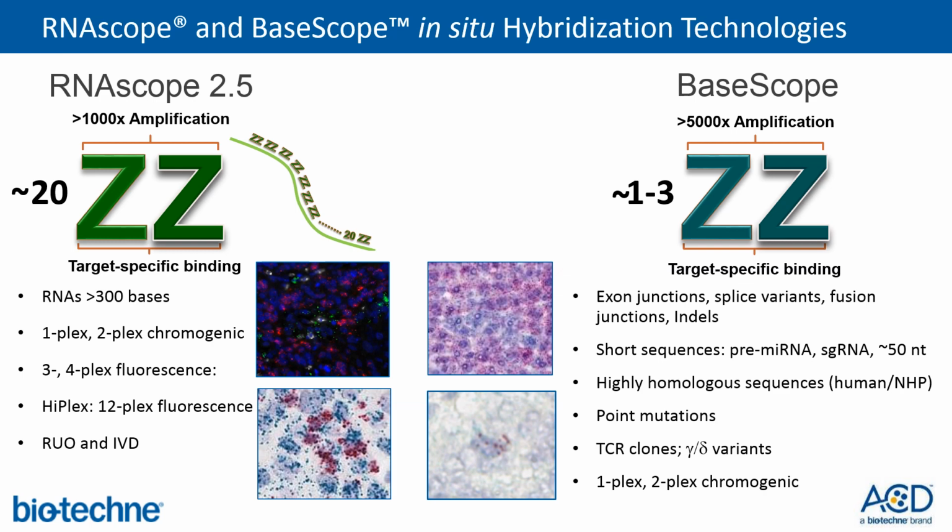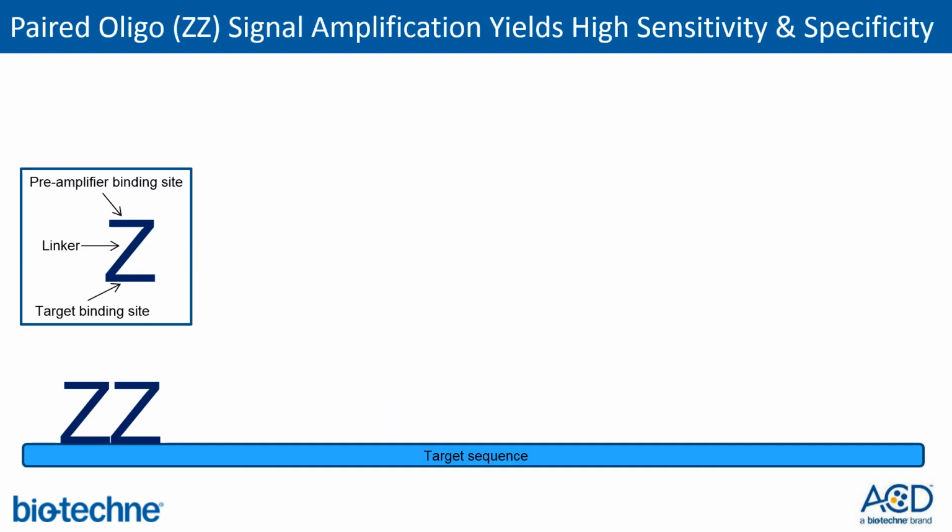And so now we can target either very short sequences like pre-microRNAs, single guide RNAs. We can target exon-exon junctions. We can detect point mutations, TCR clones, etc. So these are the two assays we have available for mRNA detection and variant mRNA sequences using BaseScope.